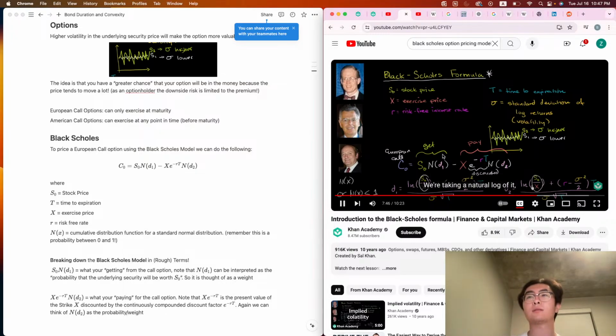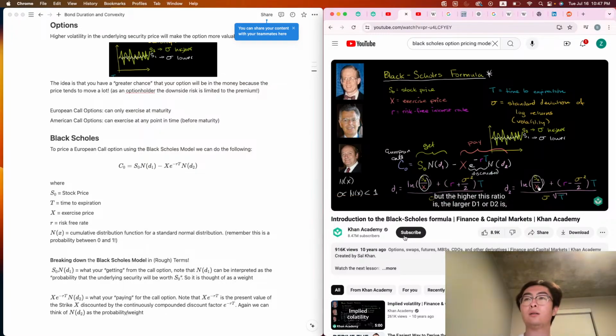Price. We're taking the natural log of it, but the higher this ratio is, the larger D1 or D2 is. That means the larger the input into the cumulative distribution function is, which means the higher probabilities we're going to get, and so it's a higher chance we're going to exercise, and it makes sense that this is actually going to have some value. So that makes sense, the relationship between the stock price and the exercise price.